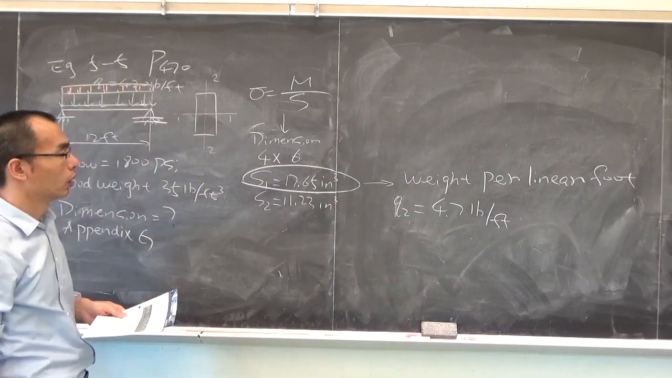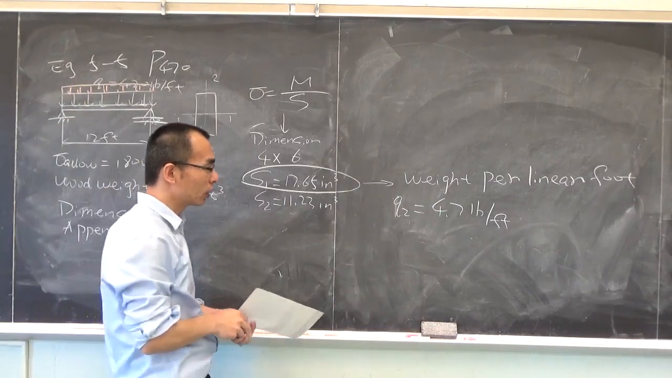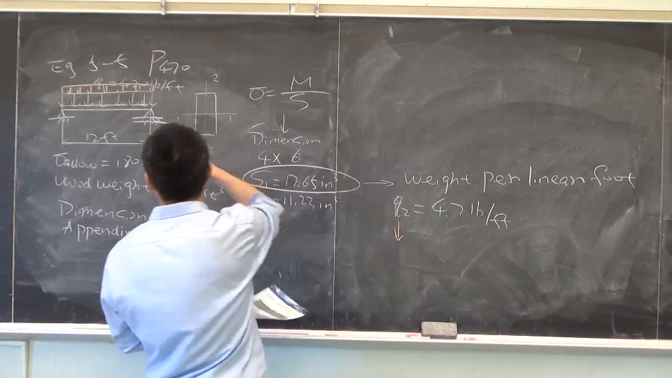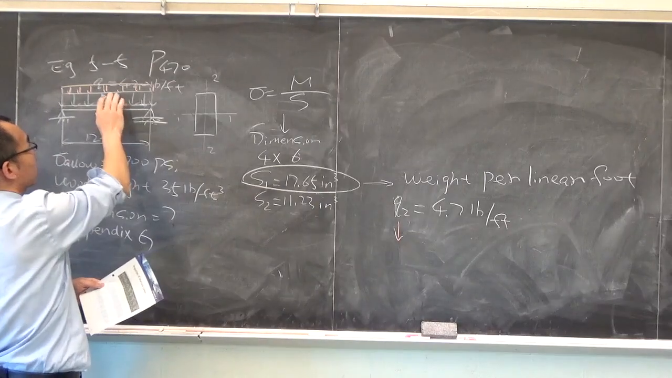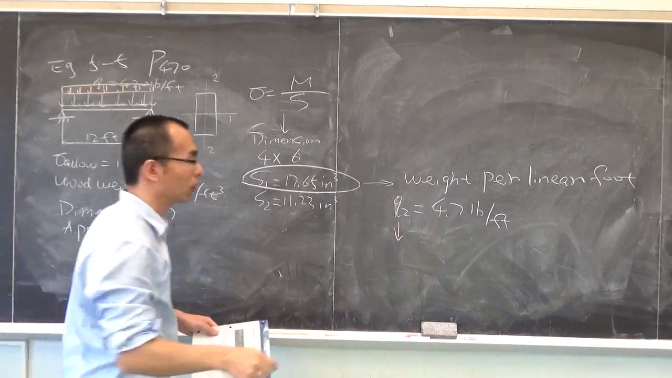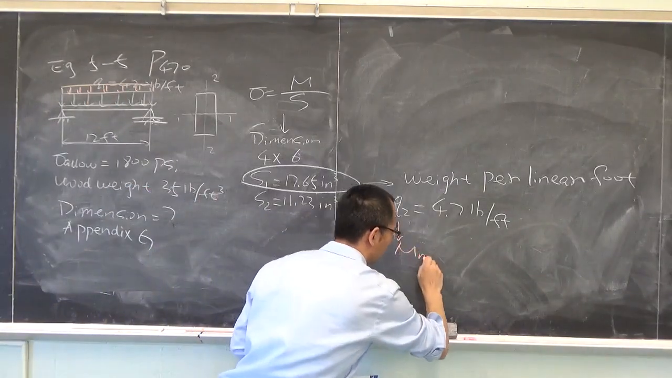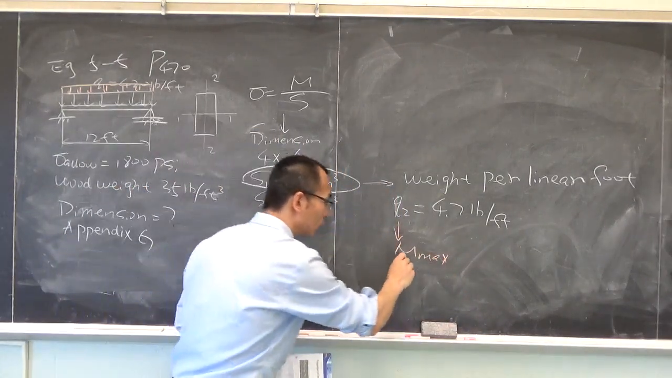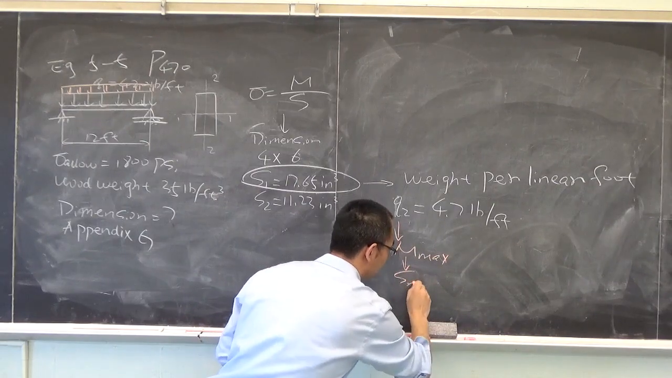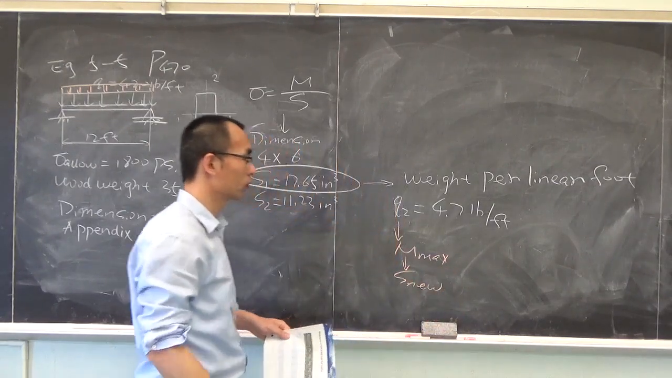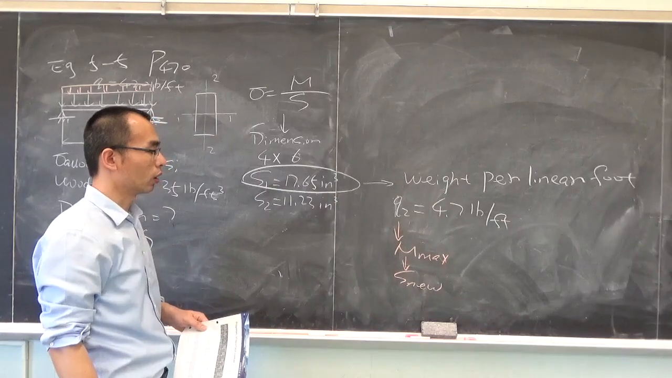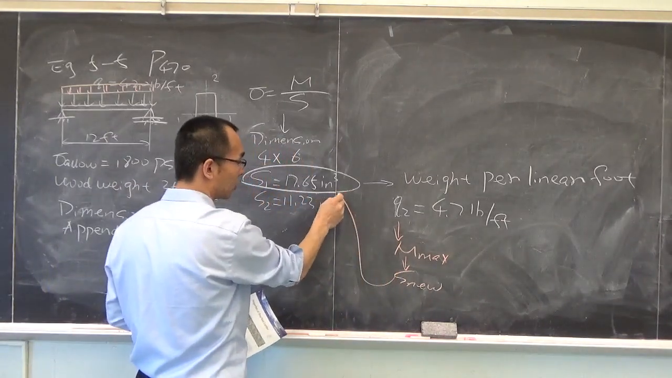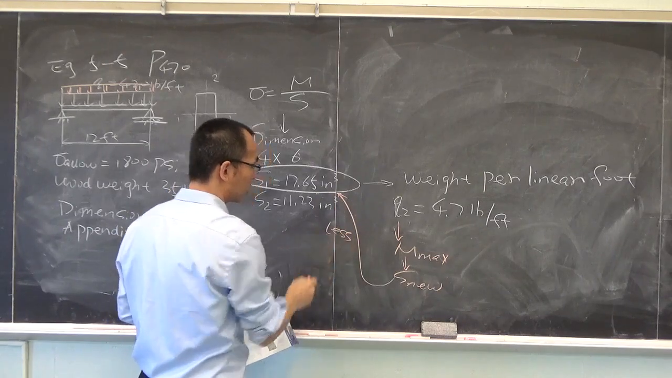So when you consider the self-weight, you have a new load. You need to combine this one and this one together, so you have a new maximum bending moment. Once you have a new bending moment, you will have a new section modulus. You need to make sure this new section modulus is less than the one you select.